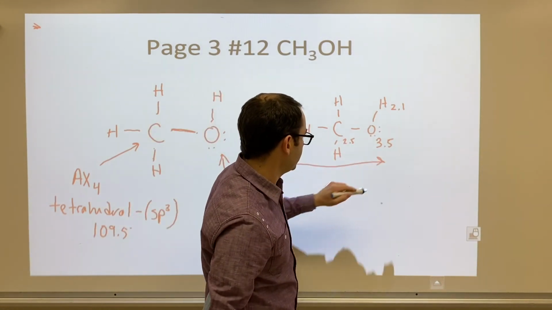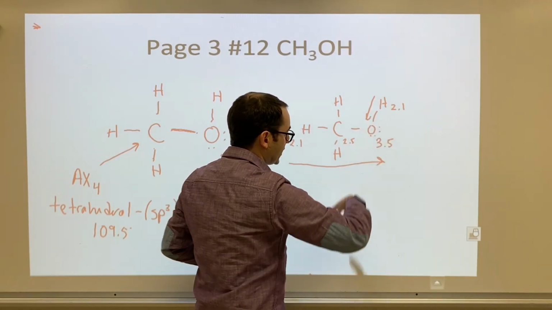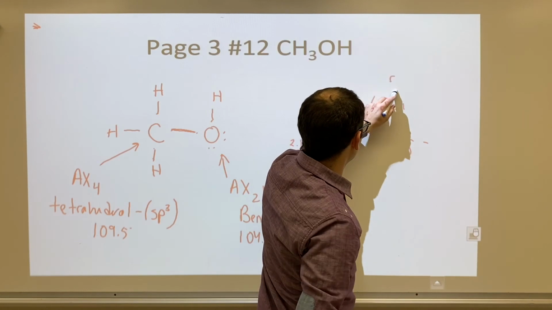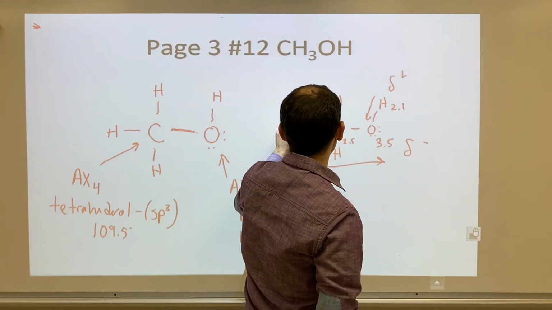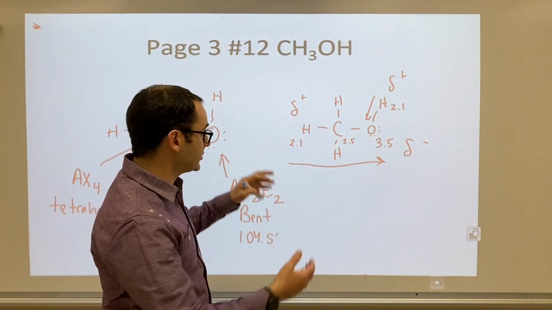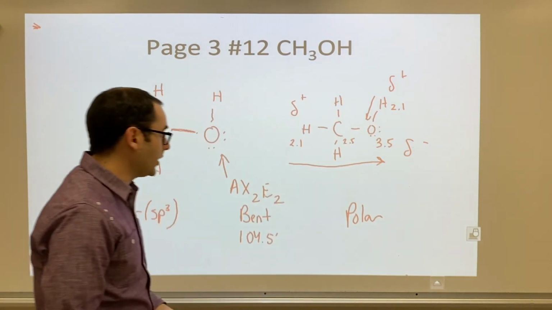You're going to have them all moving that way. You're going to have them moving down in here. So around this oxygen, it's going to be slightly negative. And then around pretty much every other part of it, it's going to be slightly positive here. All right, so you'll end up with something like that. All right, so this would be polar. All right, any questions with that one?